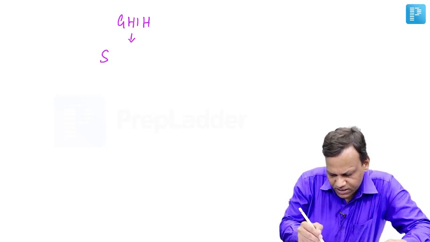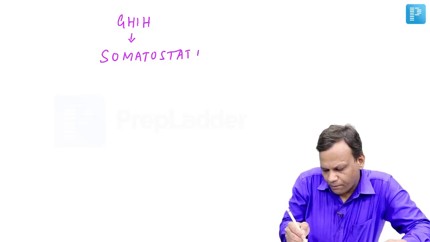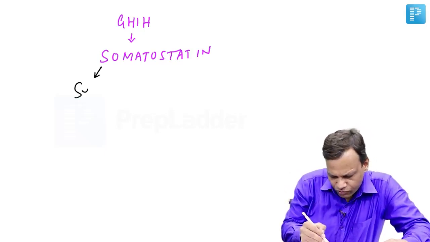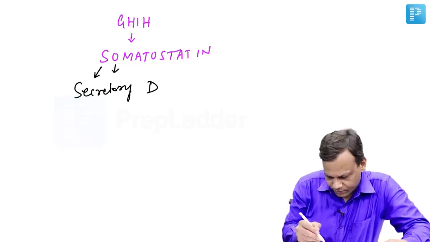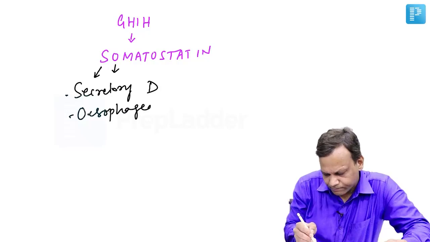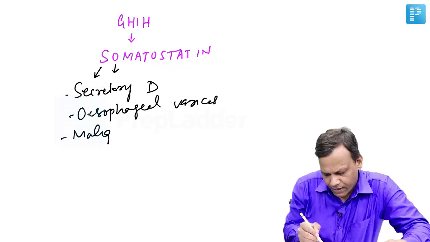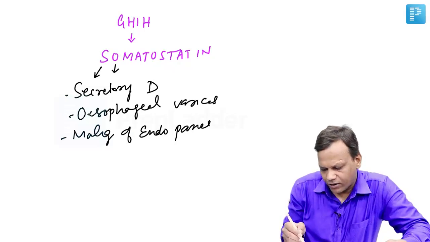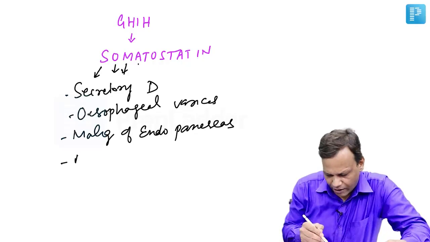Now the important anterior pituitary hormone to cover is growth hormone inhibiting hormone. The other name of this is somatostatin. And important uses of somatostatin are written in the first four letters. S for secretory diarrhea. O is esophageal varices. M is malignancy of endocrine pancreas, means insulinoma and glucagonoma, can be used in insulinoma, glucagonoma. And A for acromegaly.